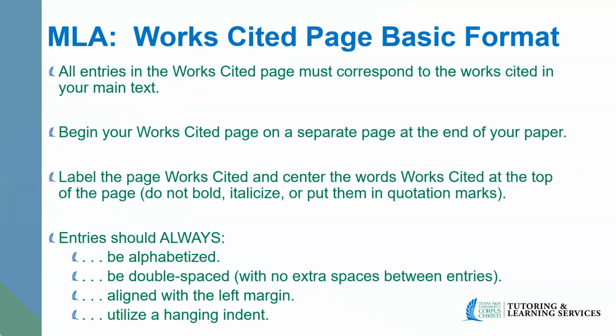You begin your Works Cited page on a separate page at the very end of your paper, and then you label the page Works Cited and center the words Works Cited at the top of the page. Do not bold, italicize, or put them in quotation marks. Entries should always be alphabetized, be double spaced, align with the left margin, and utilize a hanging indent.